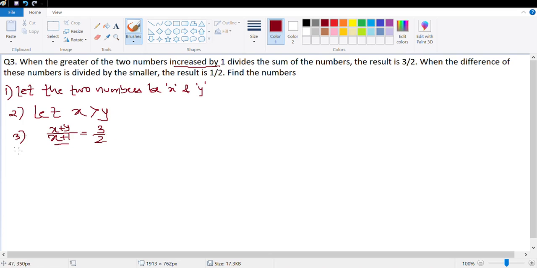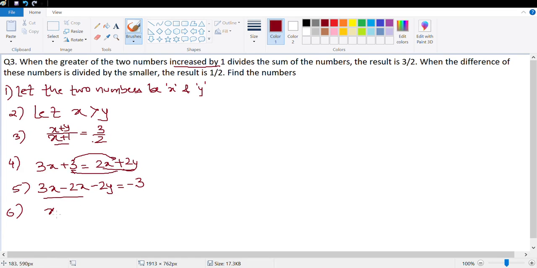Let's cross multiply. So what we get is 3x plus 3 is equal to 2x plus 2y, which means 3x minus 2x minus 2y is equal to negative 3. I've brought these two on this side and I've taken 3 on the other side. So this gives me 3x minus 2x, that's x minus 2y is equal to negative 3. That's our first equation.